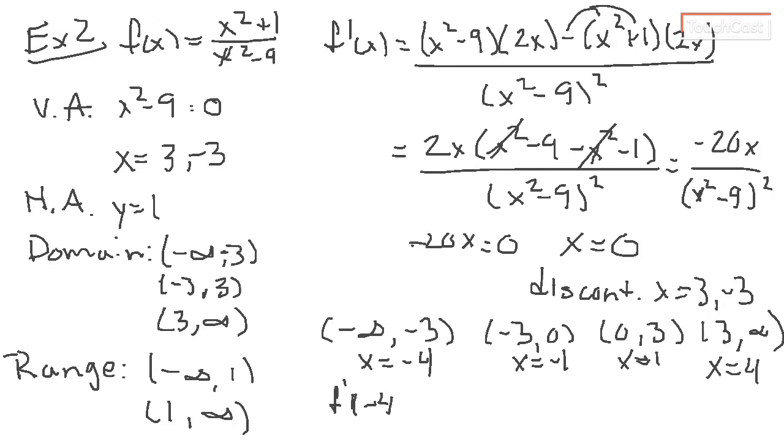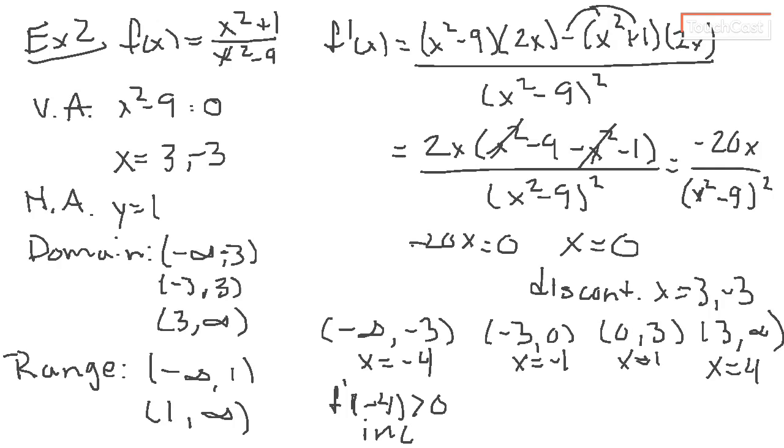So if we put negative 4 into that first derivative, we're going to get 80 over 16 minus 9 is 7, and 7 squared is 49. So we're getting a positive over a positive, which means this is going to be a positive number. I don't really care what number it is. I just know that it's greater than 0, which means on that interval we're increasing.